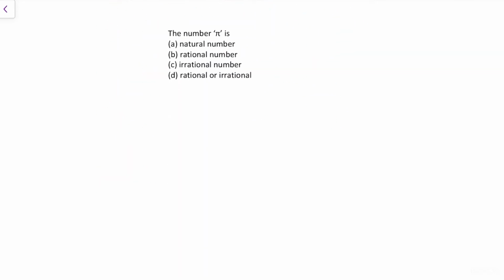Next he is asking about the number pi. Already we know pi is an irrational number. Whenever we use pi, especially in the mensuration or surface areas and volumes topic, we take the pi value as 22/7. That is just an approximate value but not the exact value. That's the reason pi is always an irrational number only.